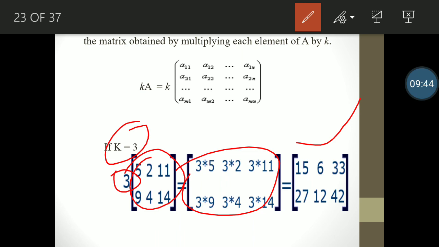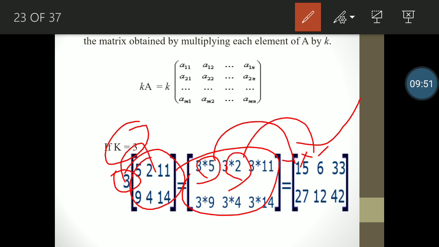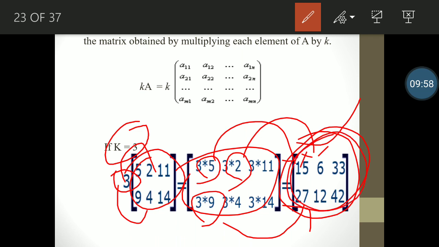3 multiplied by 5 becomes 15. 3 multiplied by 2 becomes 6. 3 multiplied by 9 becomes 27. So this is our scalar multiplication matrix.